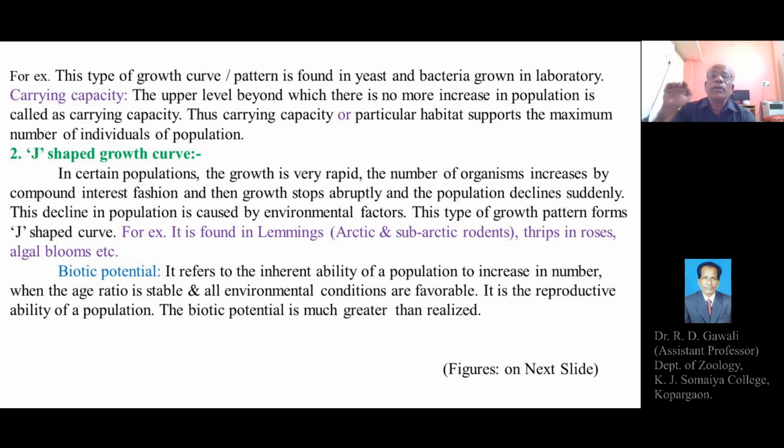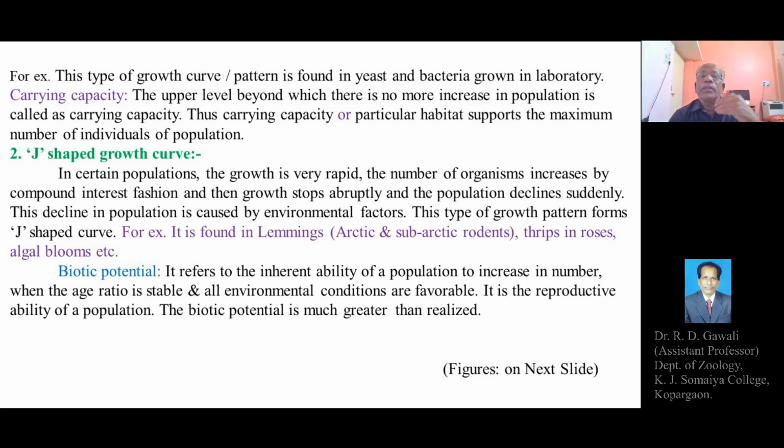So this particular number of organisms or individuals of the population will get an adequate supply of nutrients, water, or oxygen for their growth and sustenance, and is called the carrying capacity. So carrying capacity is the upper level. This is the maximum number, the upper level beyond which there is no more increase in a population. It means the environment can supply or support a specific number of individuals only.